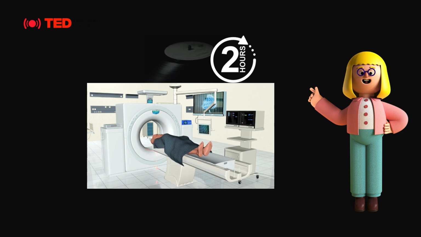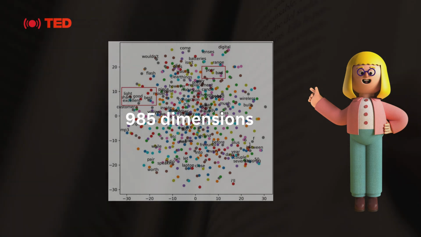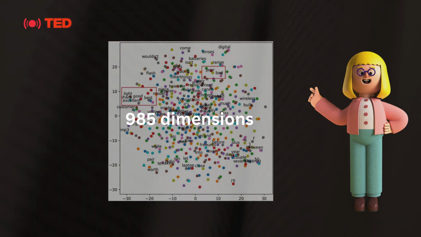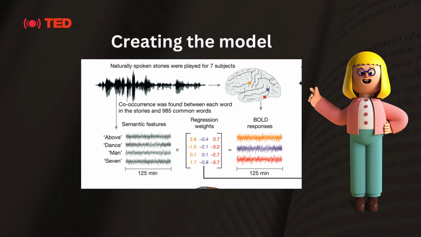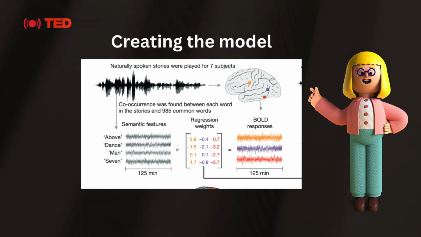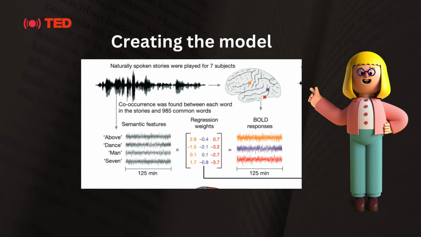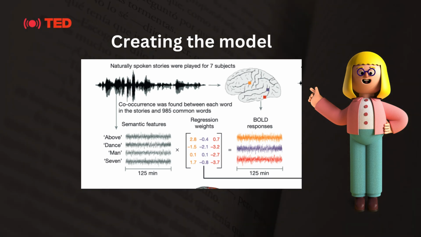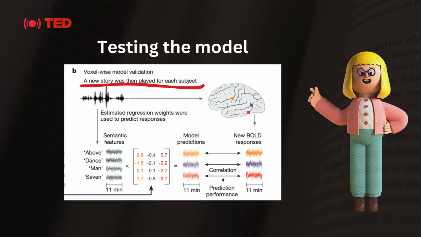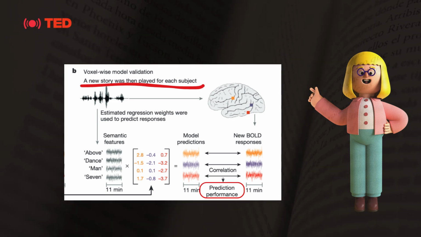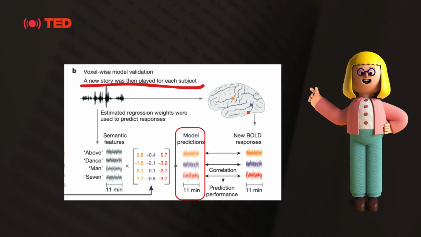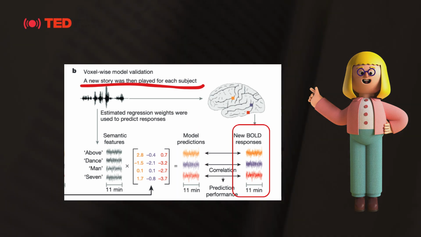Let's break down the experiment. 7 participants listened to over 2 hours of narrative stories while their brain activity was measured via fMRI. Each word of that story was mapped into a 985-dimensional embedding space. Researchers used a finite impulse response regression model to estimate how individual voxels in the brain responded to words. The resulting voxel-wise model weights quantified how words influenced the brain's BOLD response. Then, of course, to test the model, researchers used a 10-minute story that was not included in the initial training phase. The prediction accuracy of the model was evaluated by comparing the predicted brain responses to the actual fMRI data.